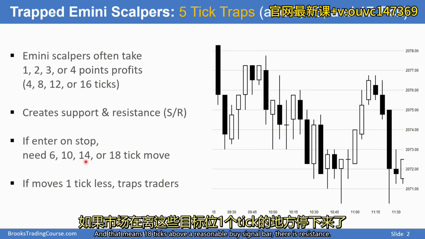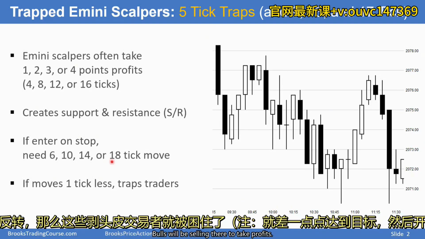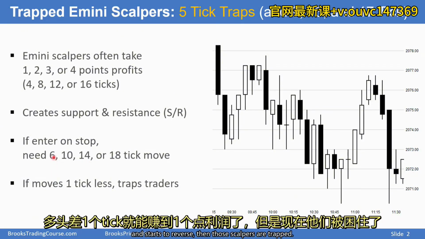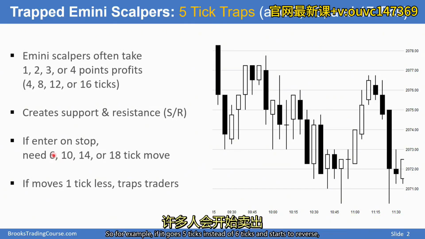If the market goes 1 tick less than these targets and starts to reverse, then those scalpers are trapped. So for example, if it goes 5 ticks instead of 6 ticks and starts to reverse, the bulls were unable to get their 1-point profit, and now they're trapped, and a lot of them will start to sell.